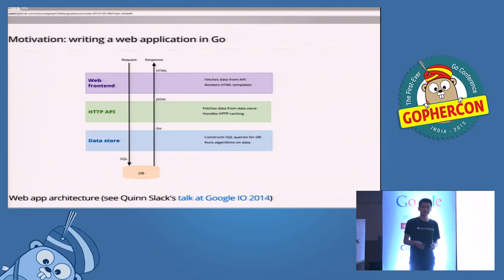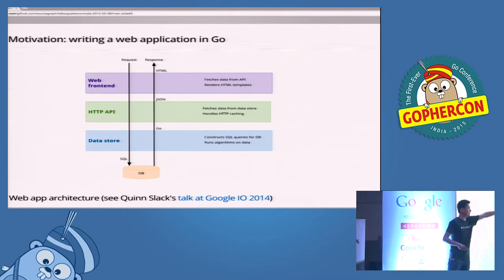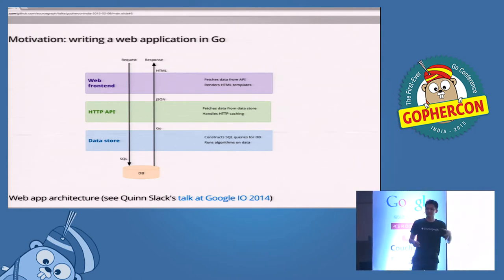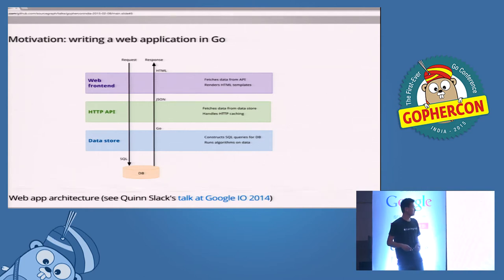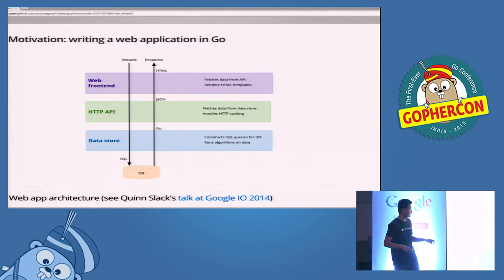So I'm going to ground the discussion in a concrete example. This is a problem that probably all of us have dealt with at some point in our lives, which is writing a web application. This is a typical architecture of a web application. You have your top layer, which is your front end, which is responsible for fielding requests from the user's browser and generating HTML. You have a middle tier that's the API that responds to requests from the HTML layer and returns JSON. And then you have a bottom layer, which is the data store, which receives requests from the API, issues queries to the database, and then returns that data up the stack.